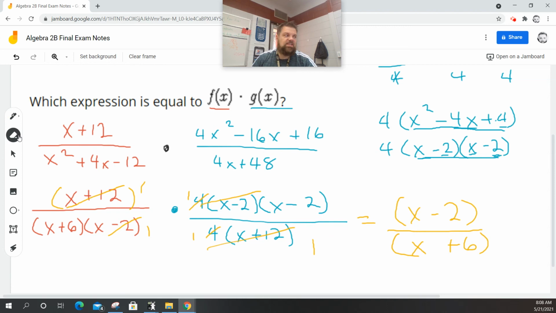Now, really, we don't need the parentheses. So you could just leave it like this. If I don't erase the parentheses, somebody will say, is that the same? Yeah, they're the same. Okay?